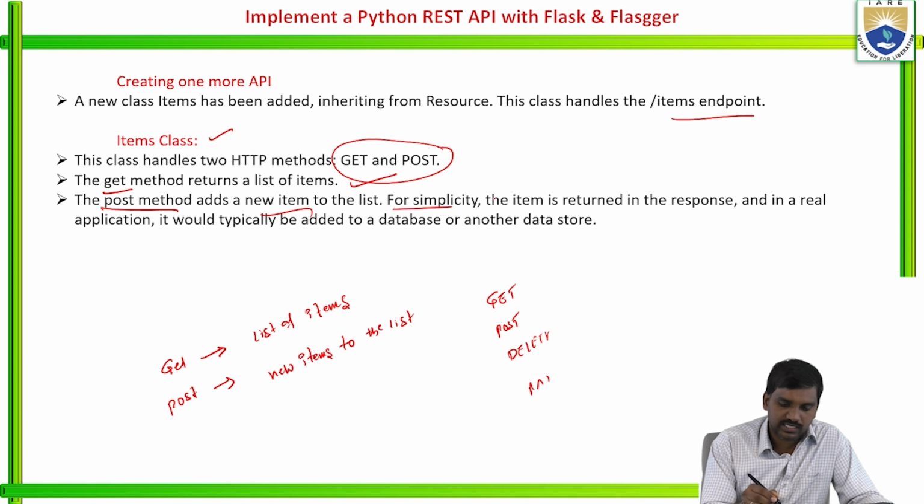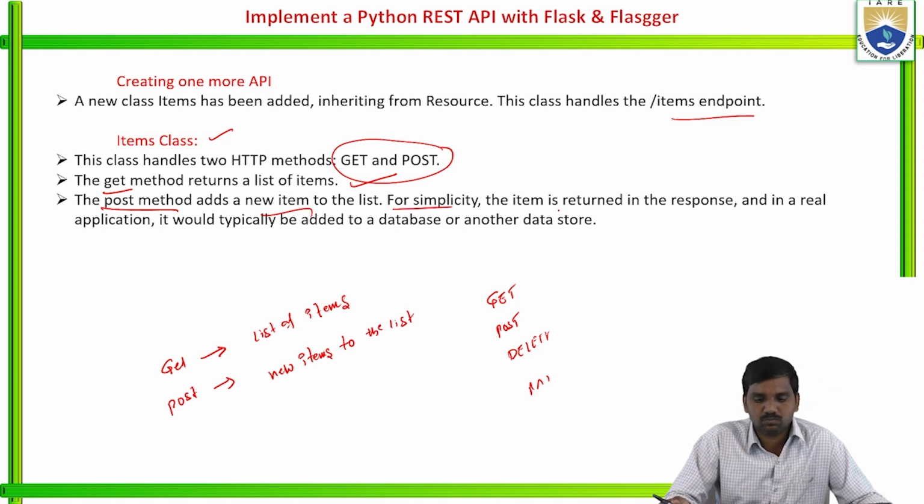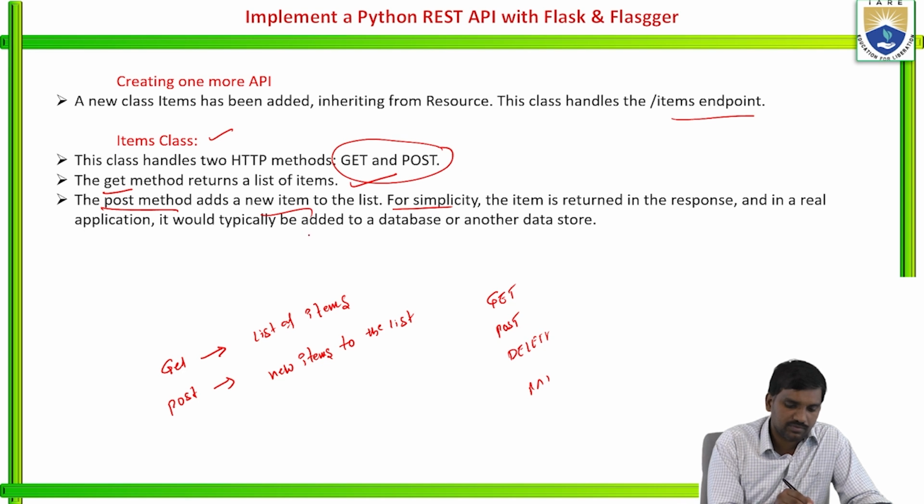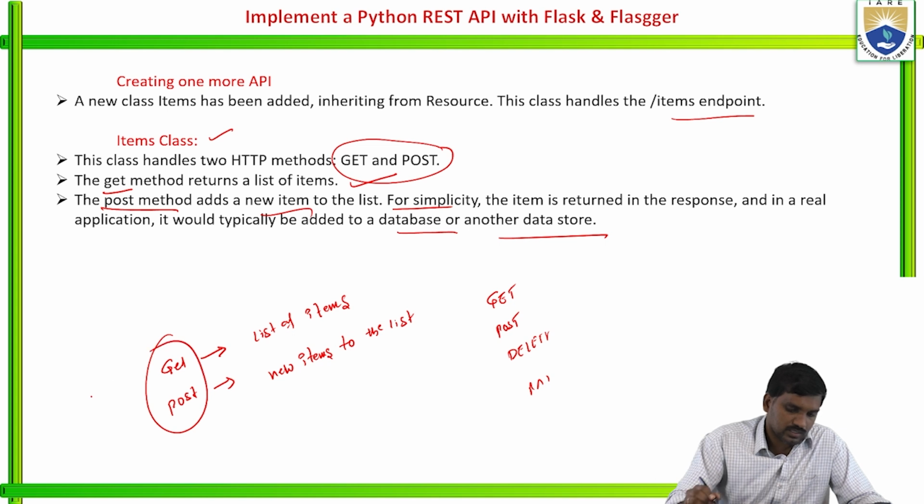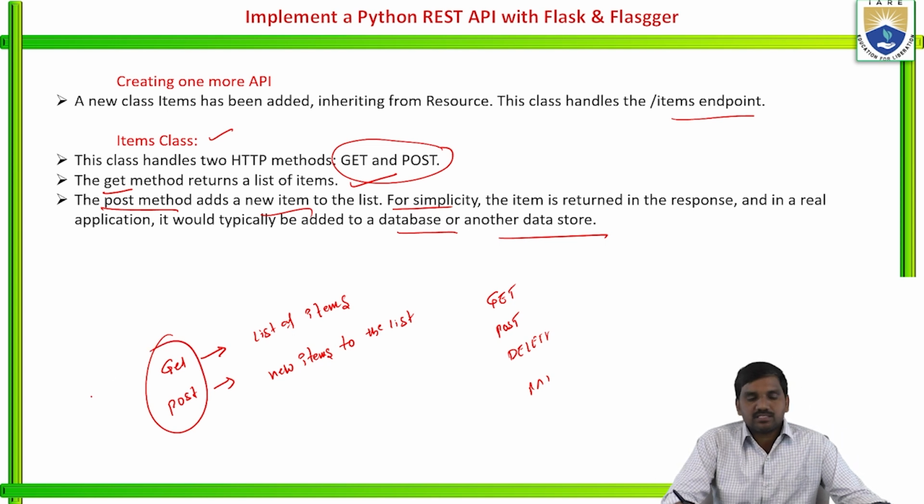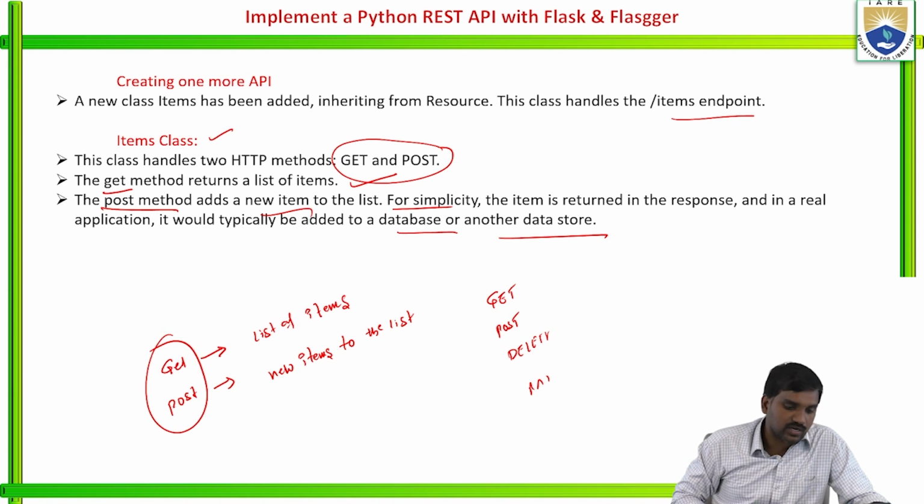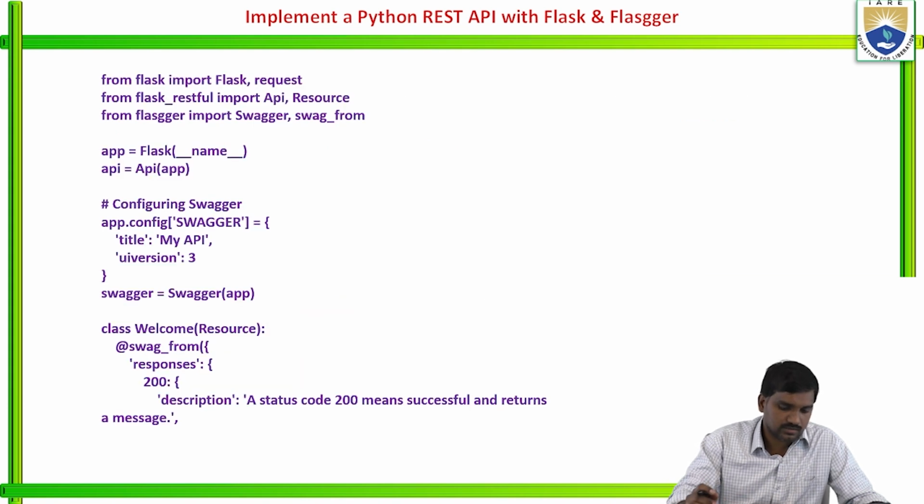Just for simplicity, the item is written in the response, and in a real application, it would typically be added to the database or another data store. So these are the importance of HTTP methods here, GET and POST. So here, to create one more API, let's see.